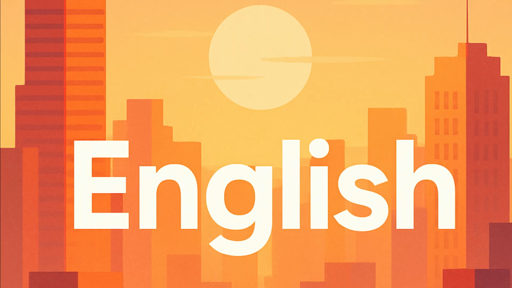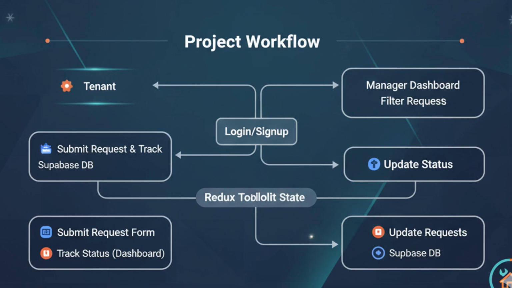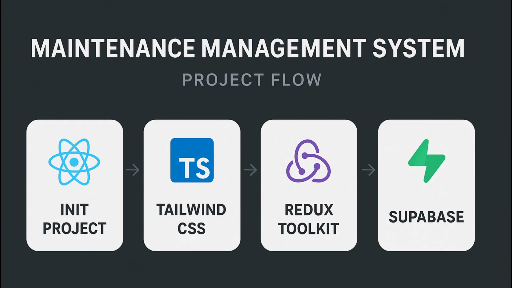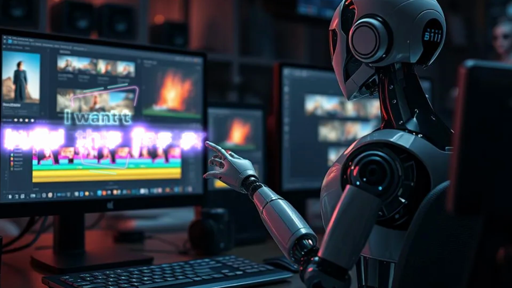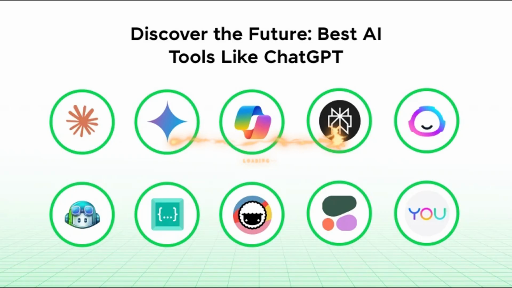Before going into the project, I want to make one thing clear: I'm going to speak in Telugu and English as well. In this series, we are going to build a React app where tenants can submit maintenance requests and property managers can track, assign, and resolve them. We'll use modern tools: React plus TypeScript, Tailwind CSS, Redux Toolkit, React Router DOM, and Supabase for authentication and data purposes. I want to build this application as fast as possible, so I'm going to use AI tools like ChatGPT, Gemini, etc.